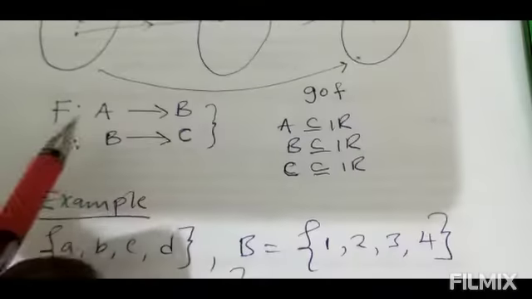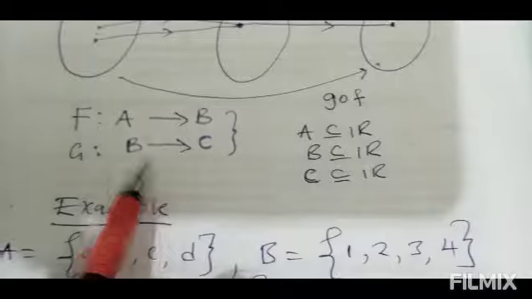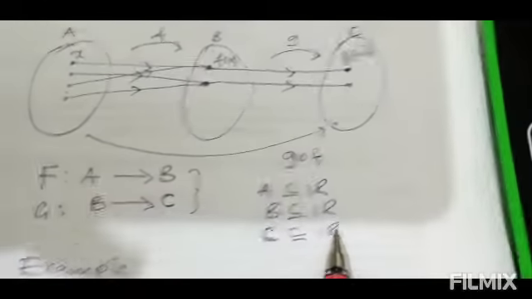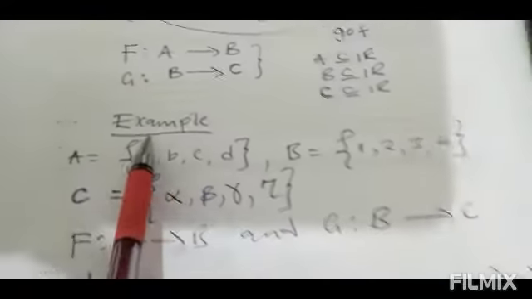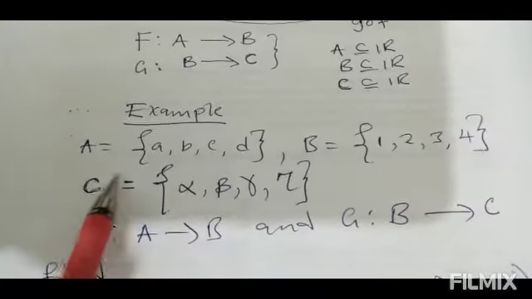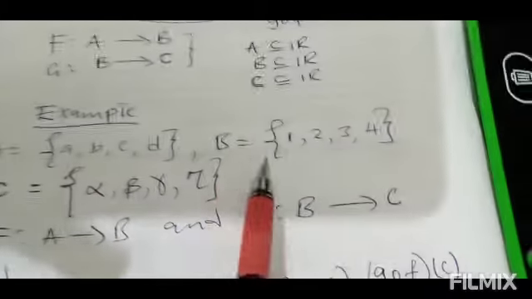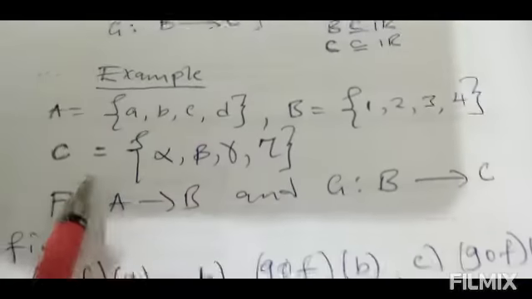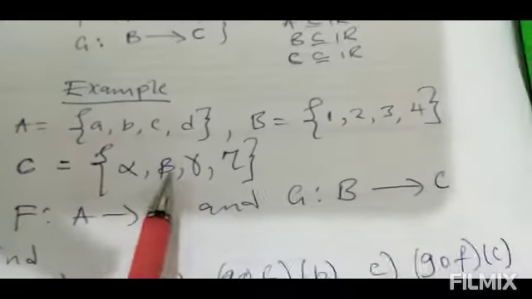It can be g of f of anything. So you have a function defined from A to B and B to C, where A is a subset of real numbers, B is a subset of real numbers, C is a subset of real numbers. So let's have an example. Set A is a, b, c, d. Set B is 1, 2, 3, 4, and set C is alpha, beta, gamma, and tau.